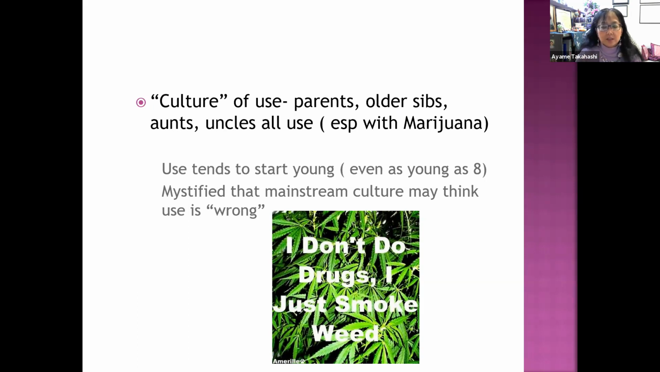Parents were doing it, siblings were doing it. And so "I don't do drugs, I just smoke weed" is kind of a common sentiment. And that particular sentiment has gotten even more prevalent since the legalization of marijuana in multiple states. And you do see kids younger and younger smoking it as well.